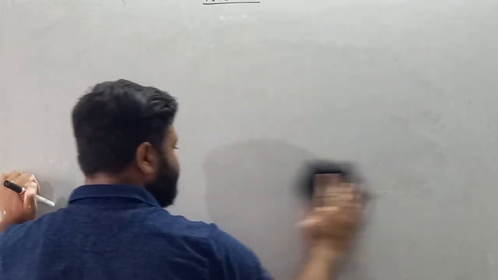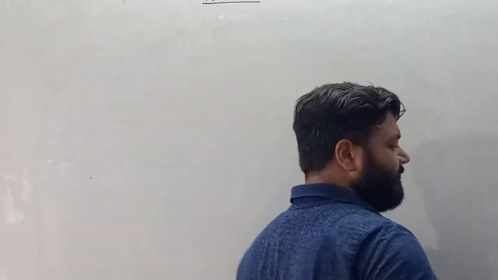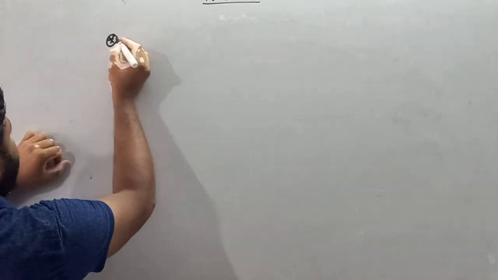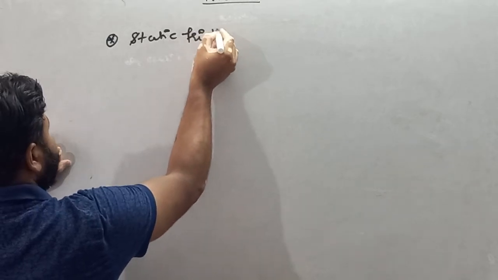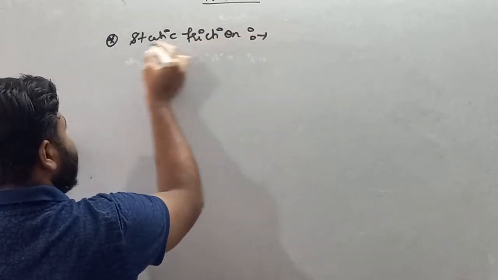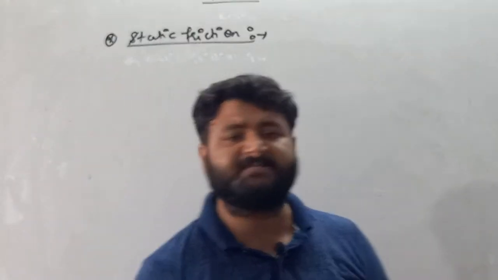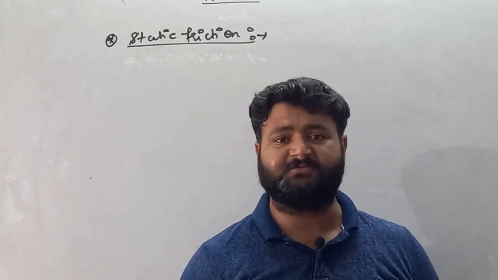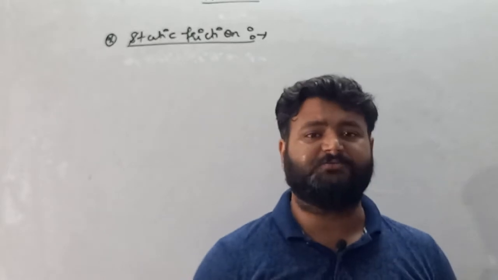So check it out, dear student. Let's suppose the applied force is equal to 0. Let's suppose this is our body. We are talking about static friction. Static friction means the force of friction which takes place if the body is not performing motion with respect to the surface, or we can say the body is at rest with respect to the surface.